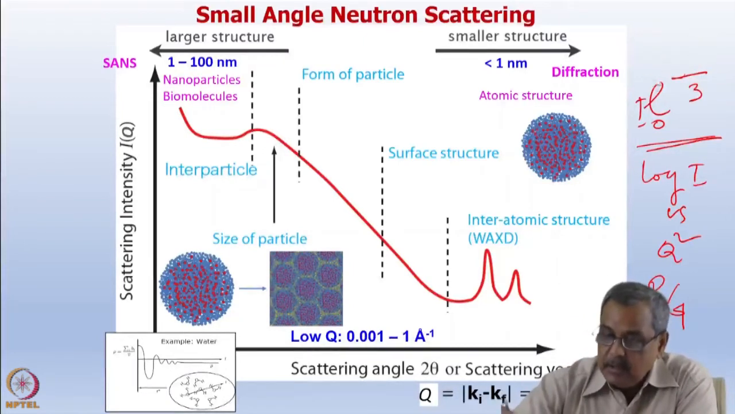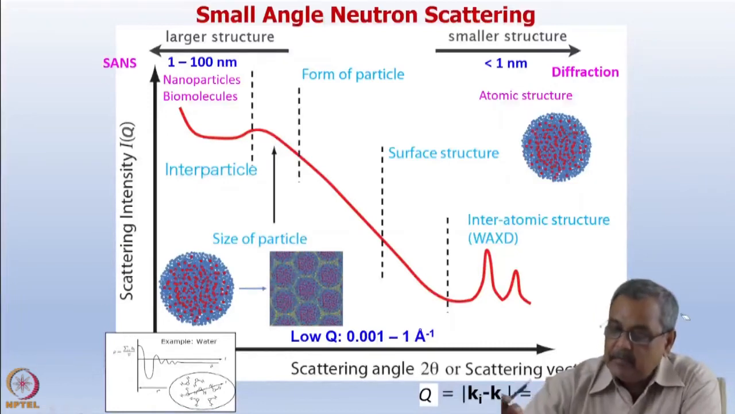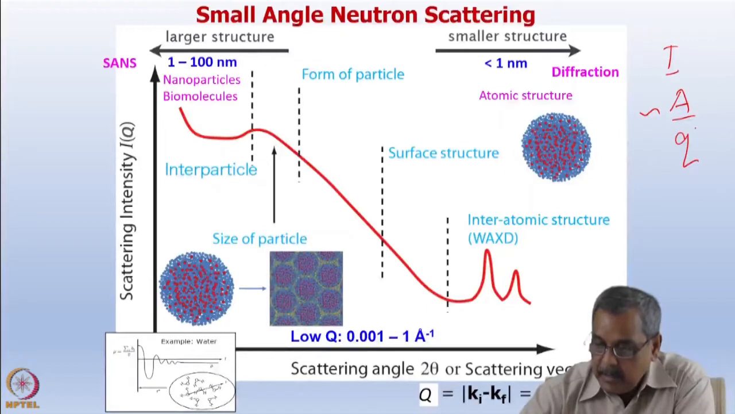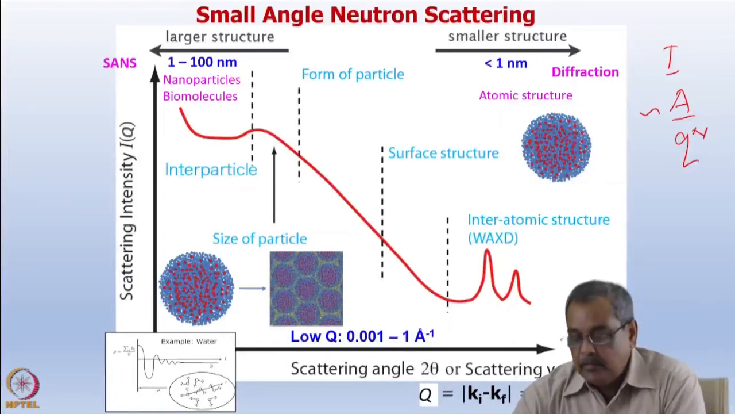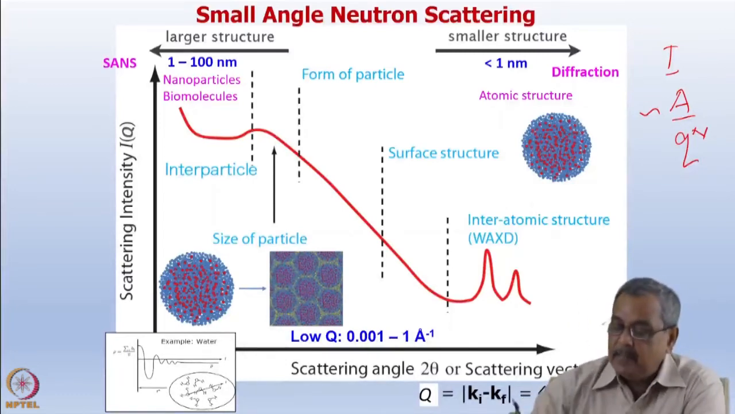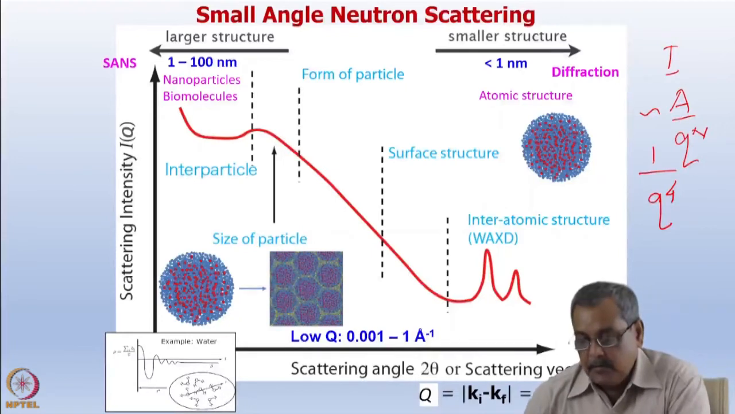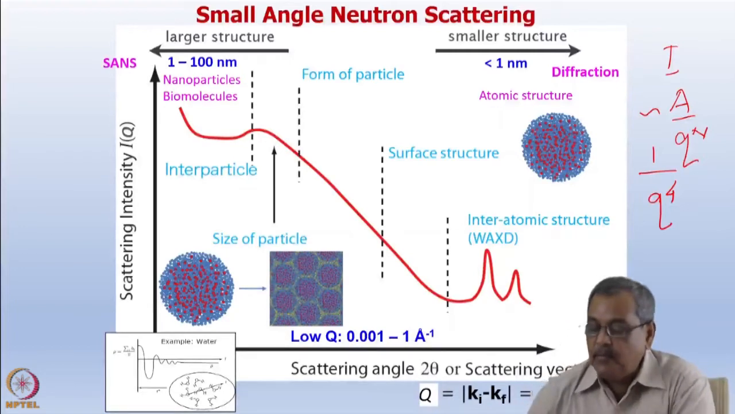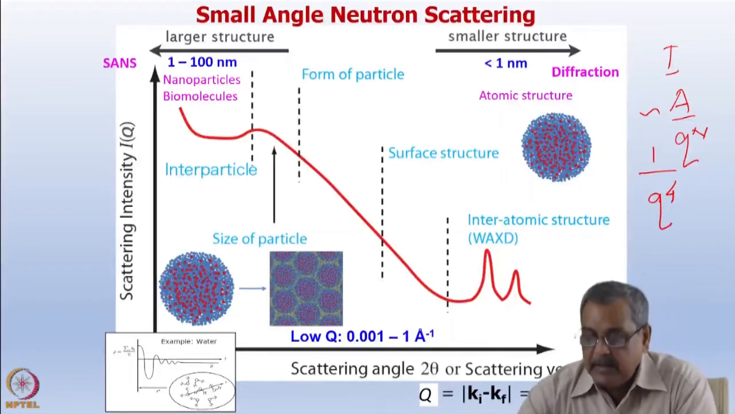And in the Porod region, when you go to slightly larger Q, the intensity is given by some constant divided by Q to the power N, depending on the fractal dimension of the material that you are using, and its surface structure. Here it is Q to the power 4 for perfectly spherical smooth surfaces, but it can be other powers of Q if you are using fractal materials, and I'll show you as an example what fractal materials we get.